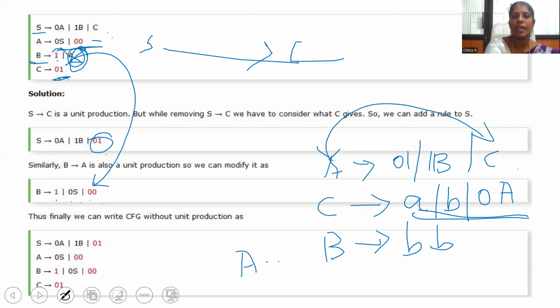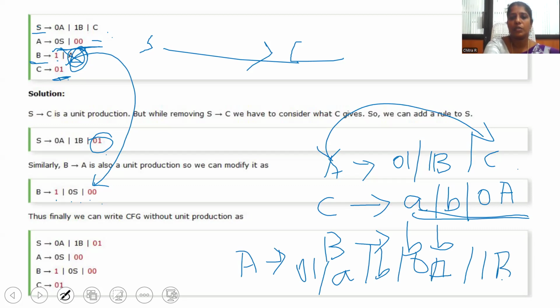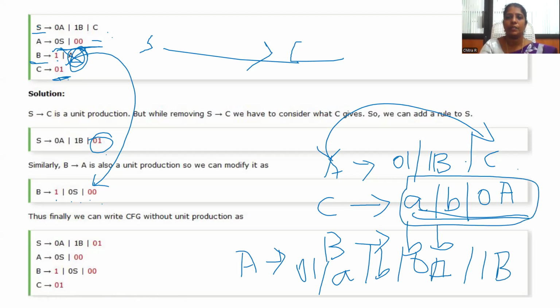Finally, what's the value of A? A tends to 01 slash A slash B slash 0A. And this 1B is also there. So I'll eliminate the C with all the right-hand side of the C production. These all are about the elimination of unit production.